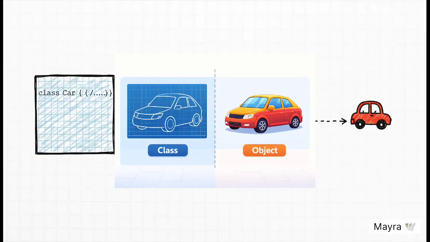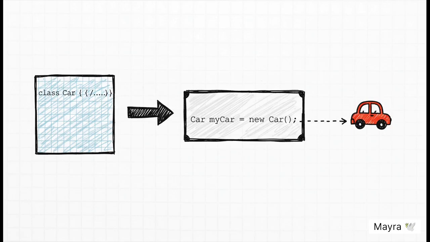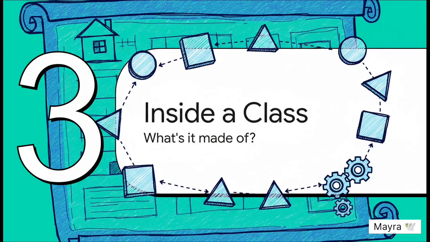And in code, it's just as simple. Let's look. First, we define our blueprint using the keyword class. See it there? Class Car. That's our plan. Then that second line, Car myCar = new Car, that's us on the assembly line actually building the car. We're creating a new object, and we've named it myCar. See? That's easy.